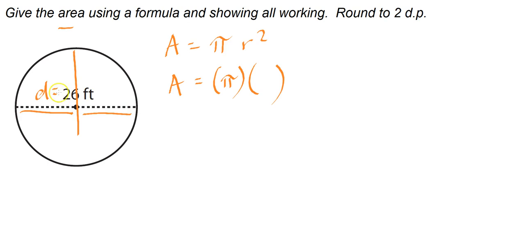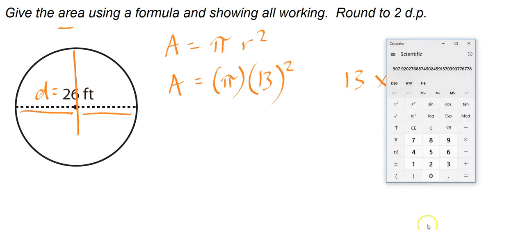I only need half of a diameter, right? Because 2 radiuses equal a diameter. So half of 26 is 13. So the radius is 13, and we've got to square that. So 13 times 13. Why not use our calculator? Make our lives easy. So 13 times 13 was 169.